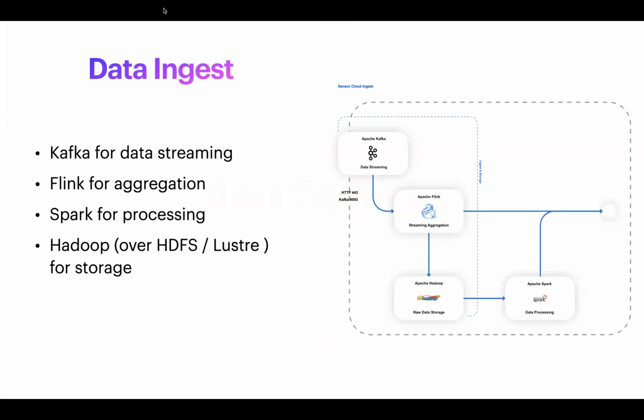So for the ingest, we used Kafka for data streaming, Flink for the aggregation, Spark for the processing, and then Hadoop over HDFS and Lustre for storage. So that was high performance storage of data. Each ingest area for the cloud, because there were multiple ingests, would be handling around 320 terabytes of data a month on average. So we had to ensure that the file system itself was high performance in that solution.